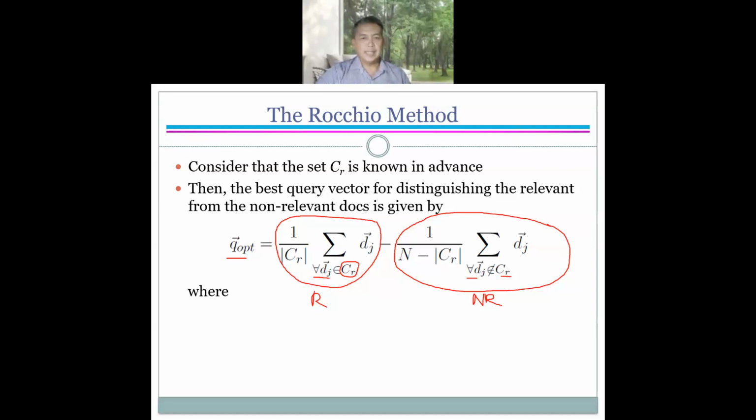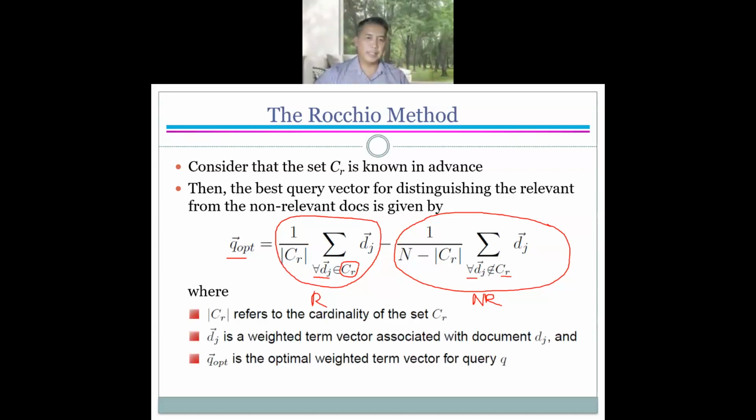Okay, so these are the terms that we have. This is the size of the relevant documents, and the size of the whole document set that we have. So this is the formula. How do we apply this one? Let me expand this one more step, because this one is just in the ideal situation.